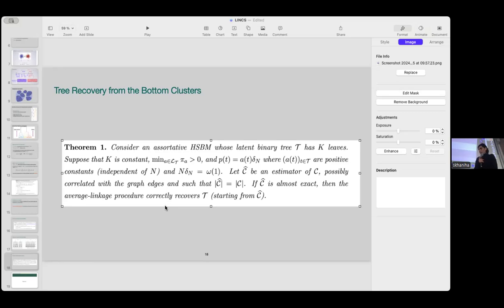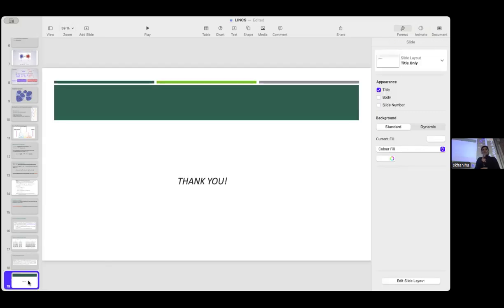Okay, I think I should finish there, because I don't have anything else. Okay, thank you. Are there some more questions, on the bridge or in the room?